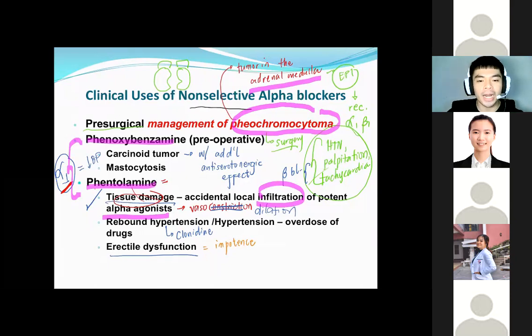Now, para maintindihan natin ang koneksyon ng phentolamine sa erectile dysfunction, ipaliwanag natin briefly how the penis erects. With the presence of stimulus, kapag merong triggering factor para mag-erect ang penis, ang ugat sa penis, they relax, they dilate. And because of relaxation of the vessels in the penis, more blood goes into the penis. Mas maraming dugo ang pupunta sa penis.